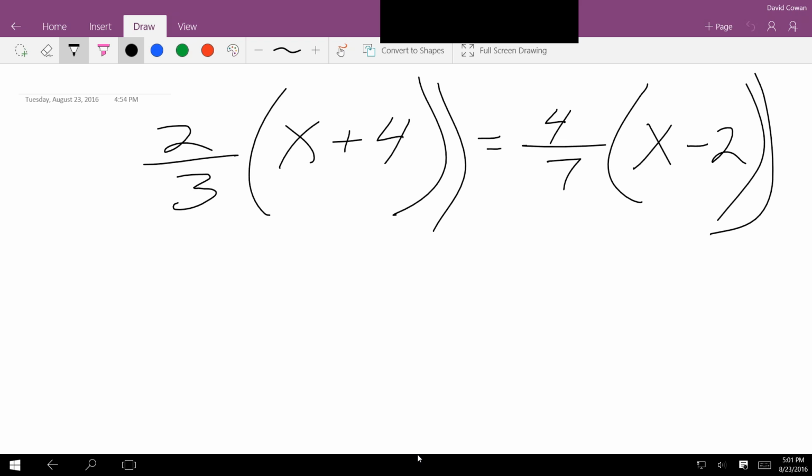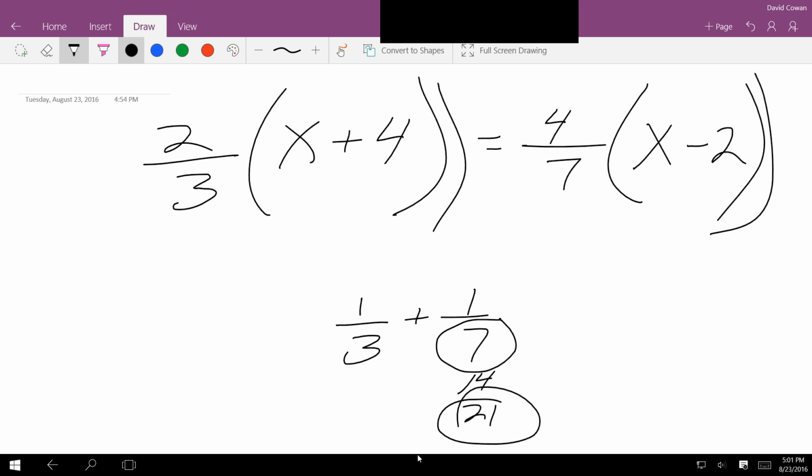7? 21. If I told you to add 1/3 and 1/7, you get the common denominator by taking your biggest denominator and counting up until you find a number that's divisible by 3. Well, 14, no. 21 is divisible by 3. So 21 is my least common denominator.